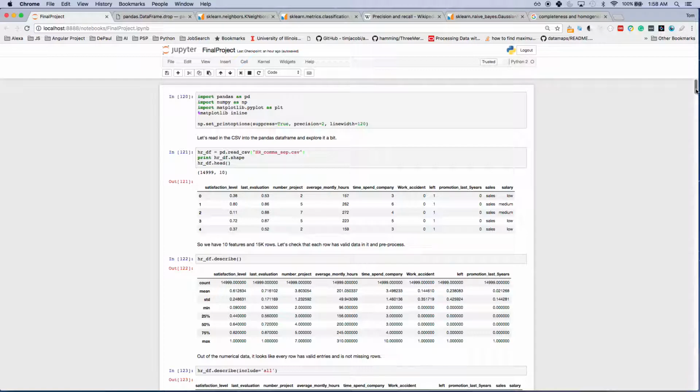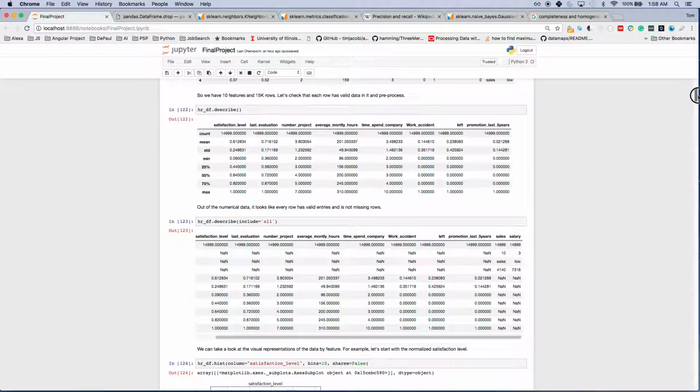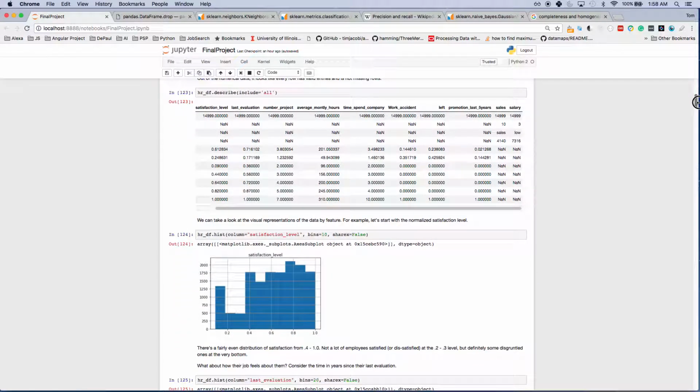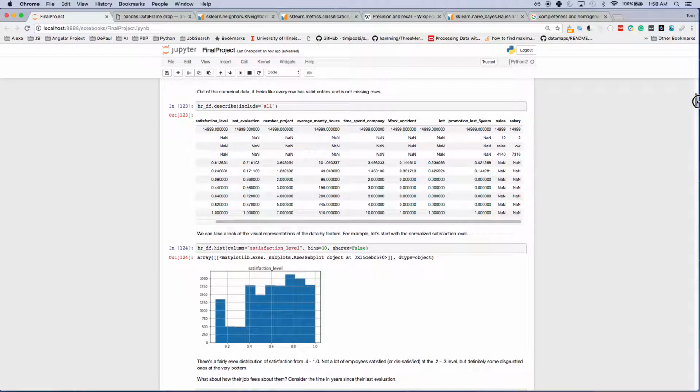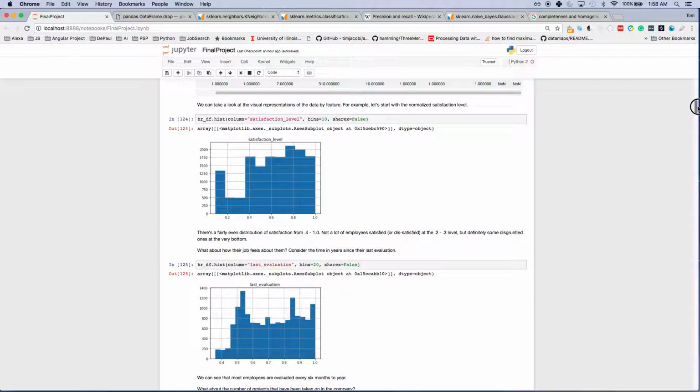The data was about 15,000 rows and had 10 attributes. So I ran the standard descriptions of the data, saw it was kind of an interesting distribution, saw attributes like employee satisfaction level, how many monthly hours they work, whether they were involved in a work accident, whether their salary was high, medium, low. And I was kind of searching for patterns as I visualized each of these attributes.